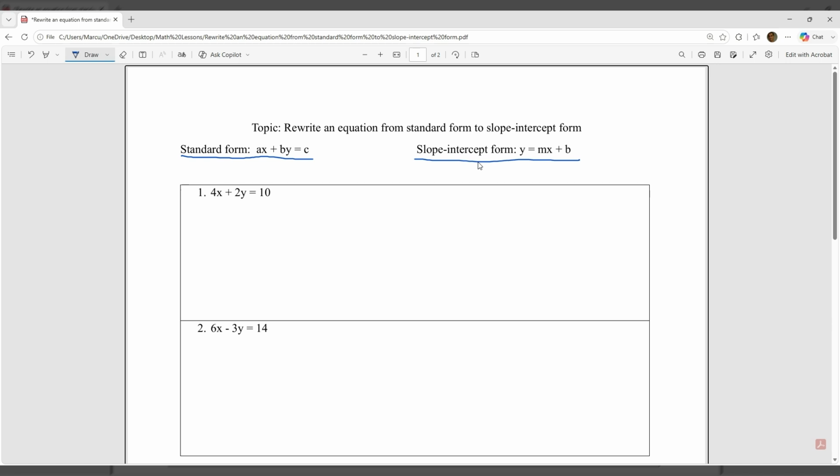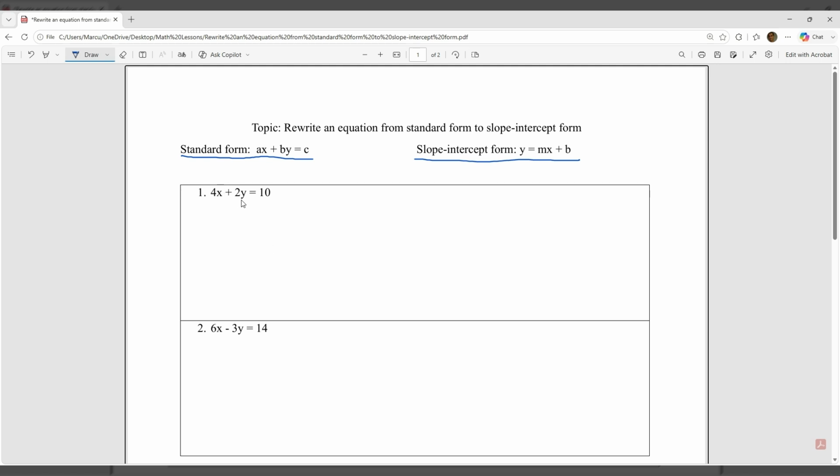So if you look at question one, notice it's the same format as the standard form. You have ax plus by equals c. Now, this is not part of the question, but if we were to ask you what's a, you could say it's 4 because that's the number attached with the x, right? Your b would be a 2 and your c will be 10. But again, that's not the question. What we have to do now is change from standard form to slope-intercept form. And in order to do that, you must isolate the y.